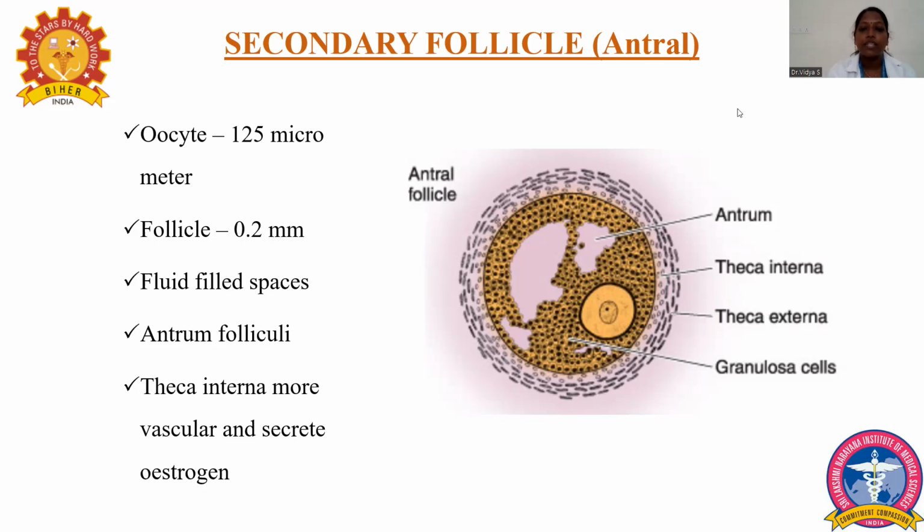So in this picture, we can see the primary oocyte surrounded by the zona pellucida, and you can see the fluid-filled space, which is nothing but the antrum. And here, the theca interna cells are more in number, and it's highly vascular, and it's going to secrete the estrogen hormone.